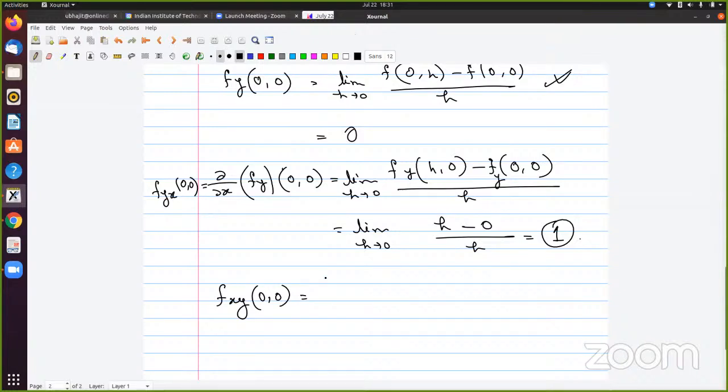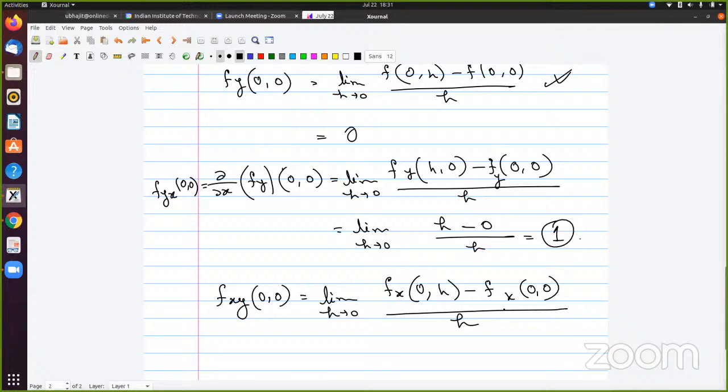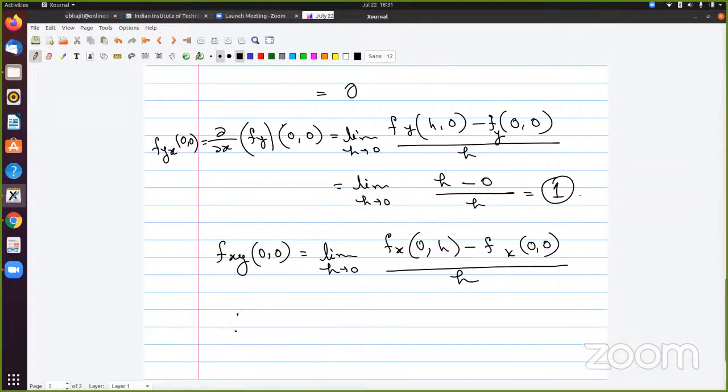So same thing we have to do, but now we are differentiating fx with respect to y. So this is fx 0 comma h minus fx 0 comma 0 by h, correct? So we need to find two things. One is fx 0 comma h and fx 0 comma 0. These two we need to find.